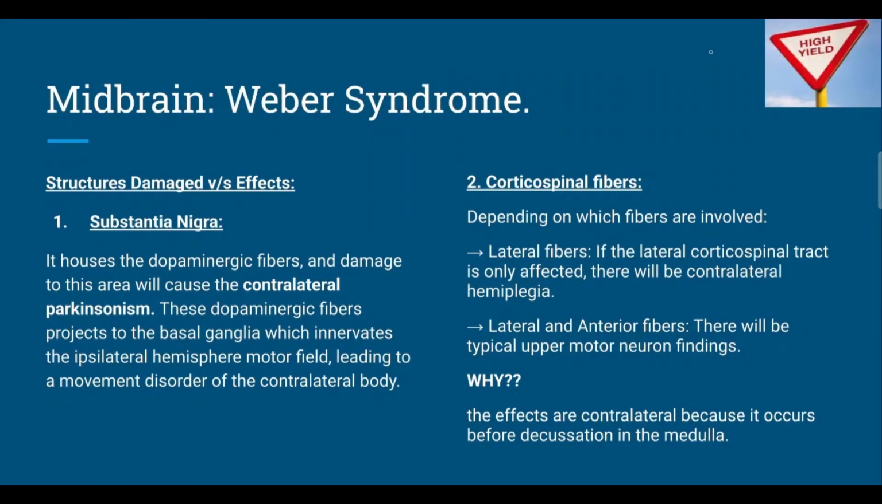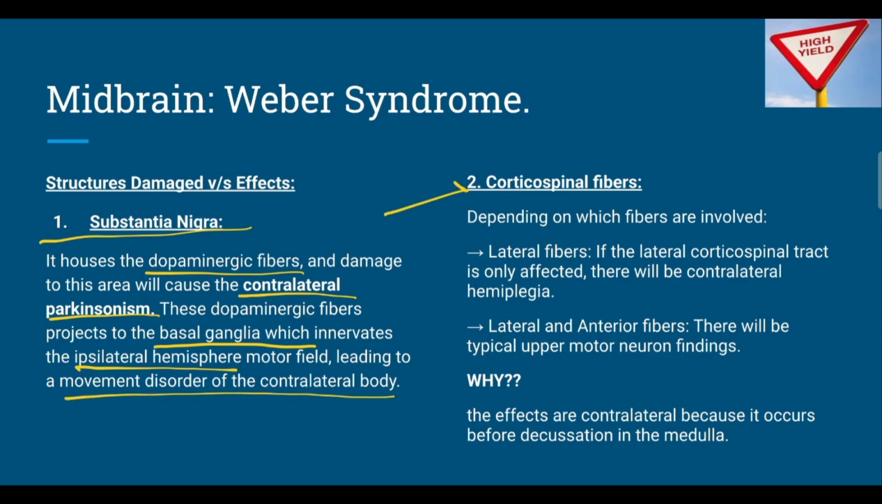Now let's break down the structures involved and their effects. Perfect Step 1 territory. First up, substantia nigra. This area houses dopaminergic fibers that project to the basal ganglia, influencing the ipsilateral motor field. Damage here leads to contralateral Parkinsonism. Think tremors or rigidity on the opposite side, because those fibers modulate movements across the body.